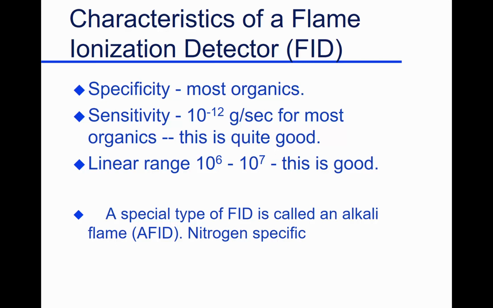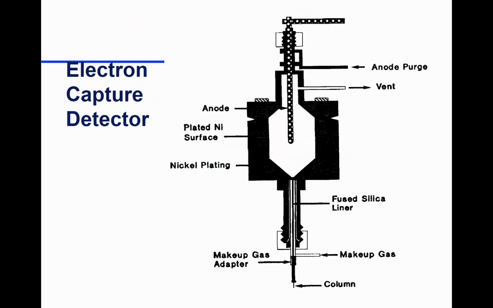So specificity, organic compounds, that's what we deal with in foods for the most part, right? Organic compounds. Now we're down to 10 to the minus 12th grams per second. That's getting a little better. So pretty good detection limits. And so that's good for most organics. We're quite happy with that. It will be linear. You can have two compounds differing by 10 to the 6th or 10 to the 7th, and it will give you a proportional response. So quantitation tends to be easier. There are some alternatives where we can make this nitrogen selective, but we won't deal with that now.